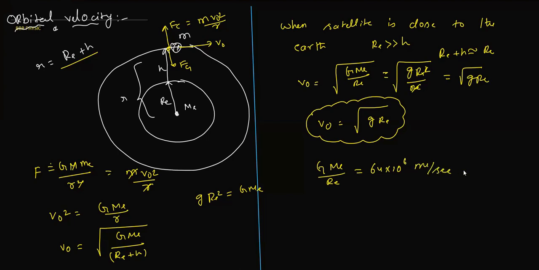Or if you observe under root g RE, the g value is 10, and the RE value is 6400 into 10 raised to 3. If you substitute those values, the answer comes out to be 8 kilometers per second, or 8 into 10 raised to 3 meters per second. So G ME by RE is 64 into 10 power 6, or under root g RE is 8 into 10 raised to 3 meters per second, which we have to remember for solving numericals.